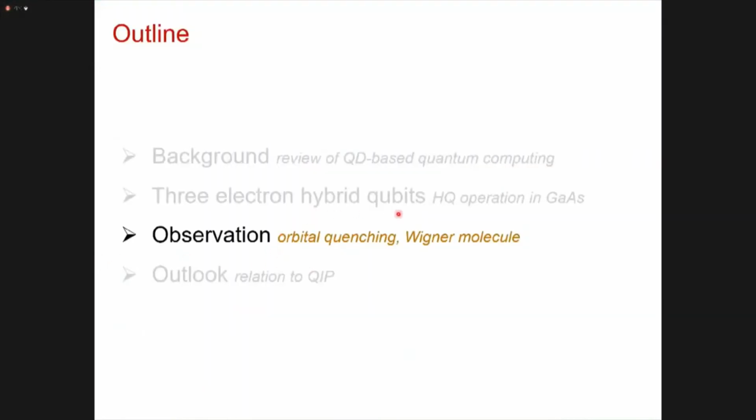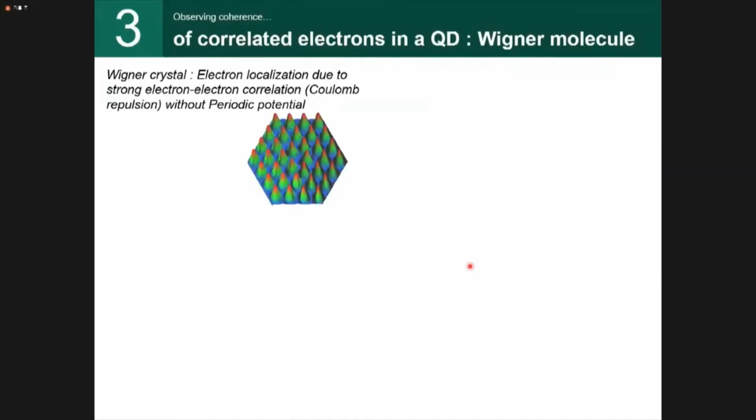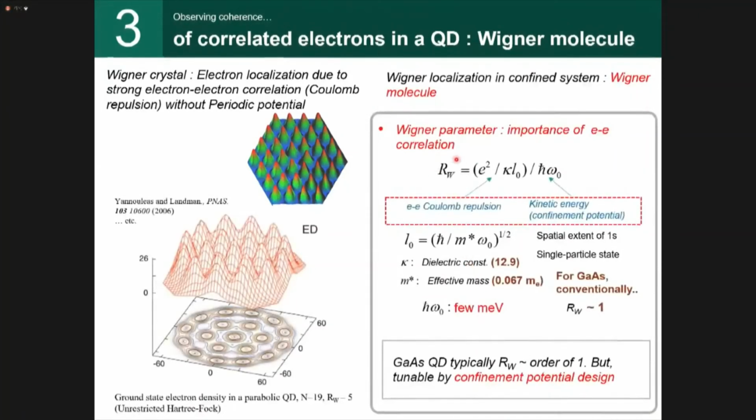And this is basically the orbital quenching, and we call this Wigner molecule formation. A Wigner crystal is an electron localization phenomenon due to strong electron-electron correlation. That is a strong Coulomb repulsion in the very low density limit. The parameter that describes the importance of the electron correlation is called the Wigner parameter. And Wigner localization can happen in a confined system like a quantum dot. When it happens in this confined system, we call it a Wigner molecule.